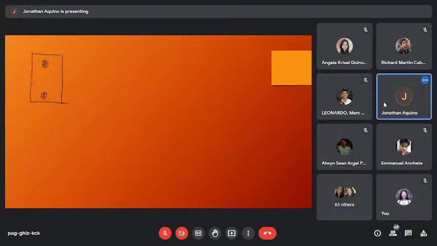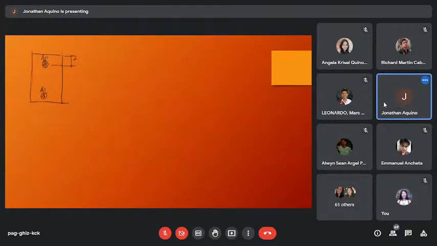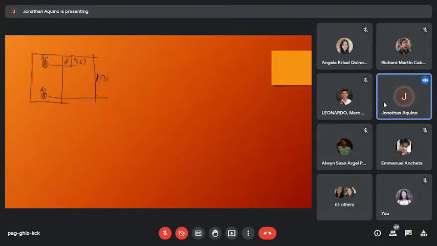AS prime, AS. Now, let's put in our actual D. So our actual D prime is 91.67. Then the actual D is 316.67.